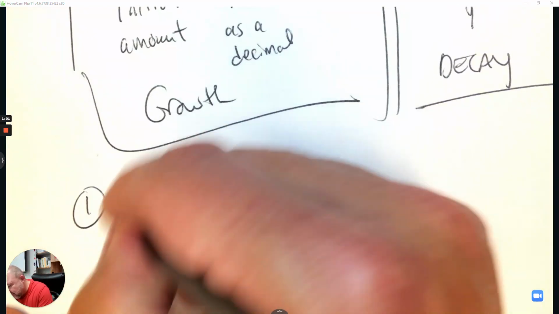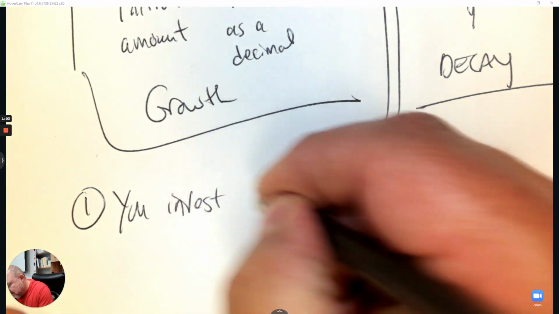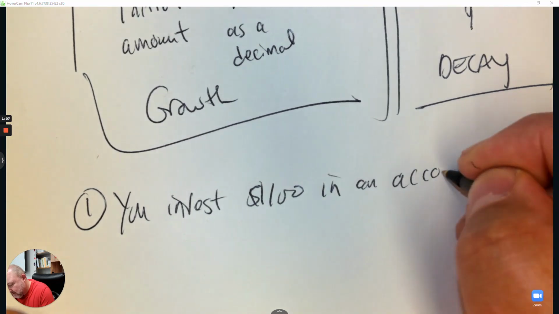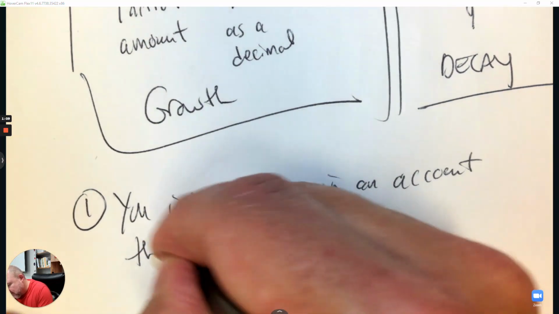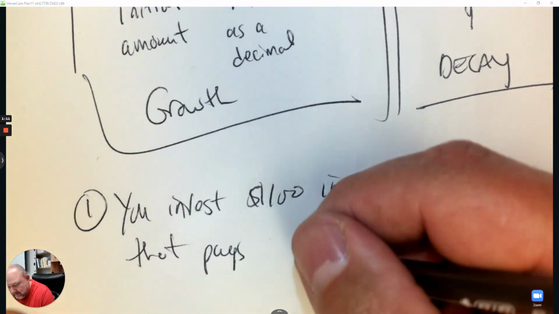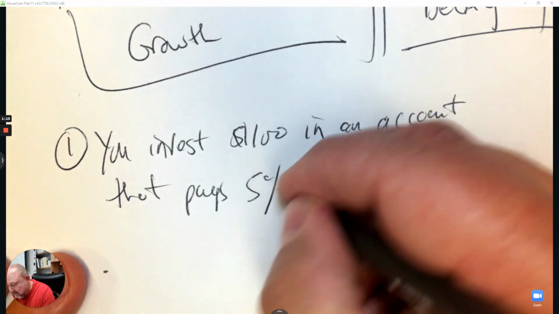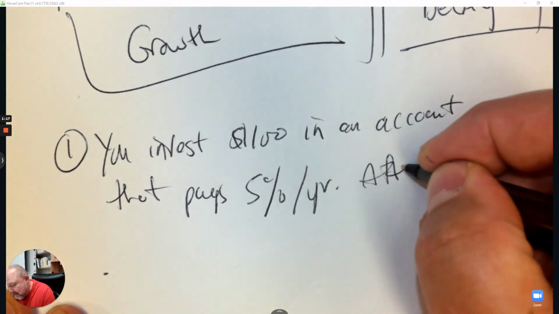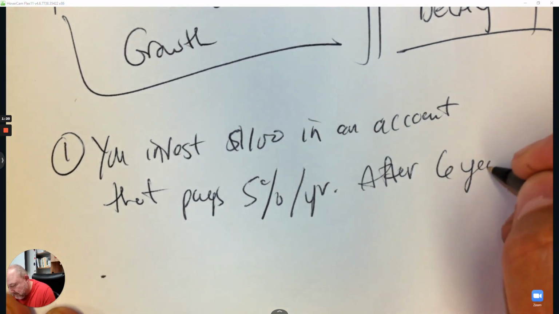So let's say you invest $100 in an account that pays like 5% interest a year. After 6 years, how much is in the account?